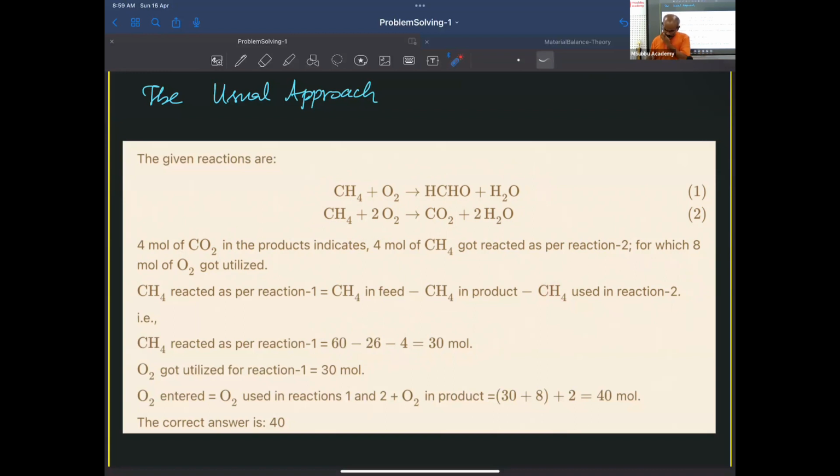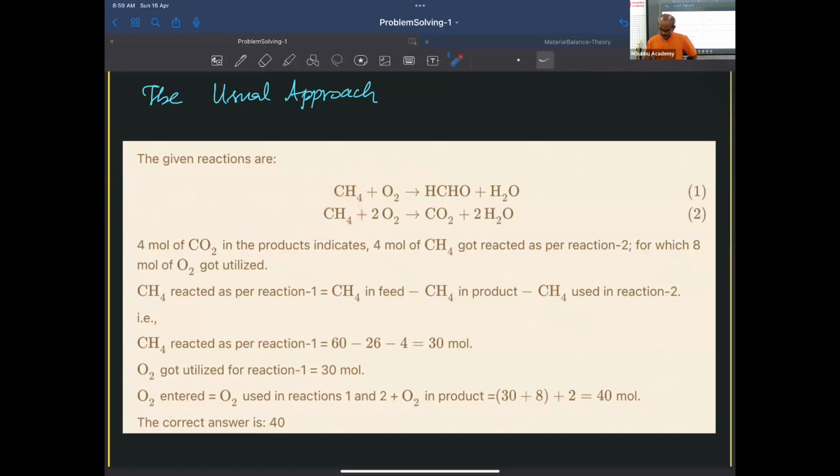Okay, now upon calculating this CH4, what is needed is O2. How much O2? O2 entering is equal to O2 used in reactions 1 and 2 plus O2 in the product. Whatever O2 is entering is getting consumed and appearing in the product. O2 in the product is already given. How much O2 will be used for reactions 1 and 2? That again depends on how much CH4 is undergoing reaction 1 and how much CH4 is undergoing reaction 2.